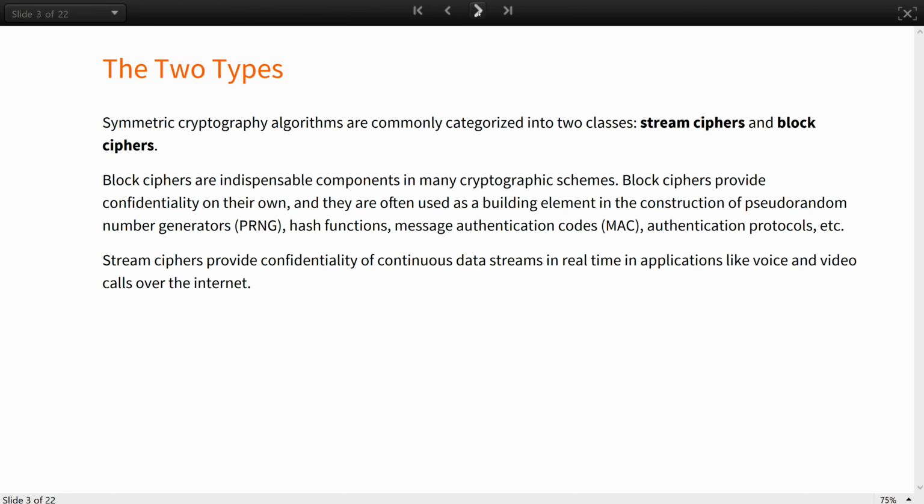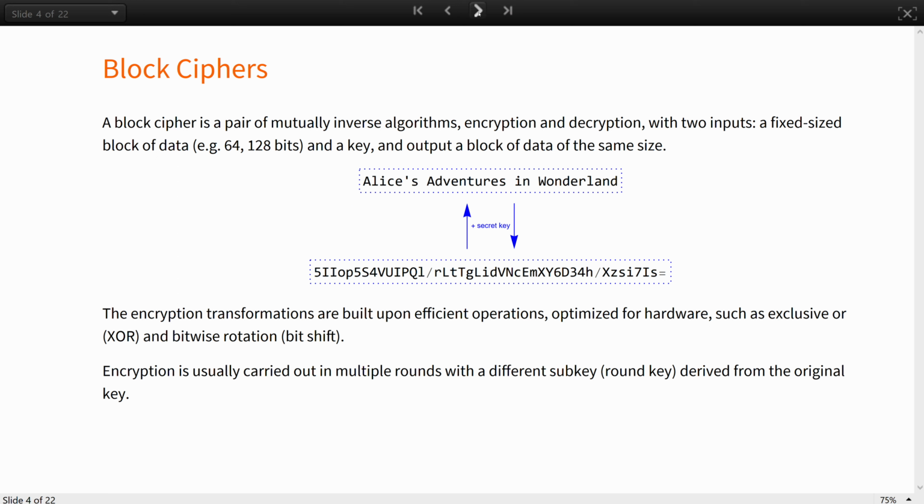Block ciphers are indispensable components in many cryptographic schemes. Block ciphers provide confidentiality on their own and are often used as a building element in the construction of pseudorandom number generators, hash functions, message authentication codes, authentication protocols, etc. Stream ciphers provide confidentiality of continuous data streams in real time in applications like voice and video calls over the Internet.